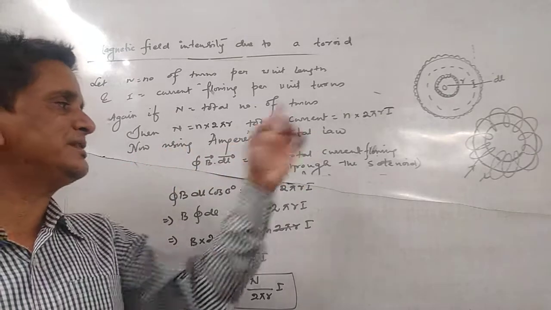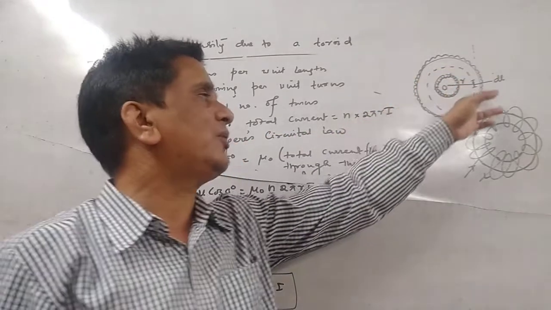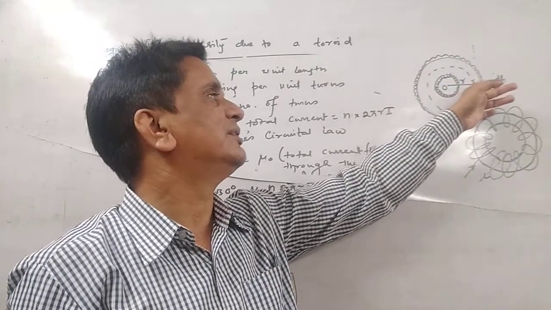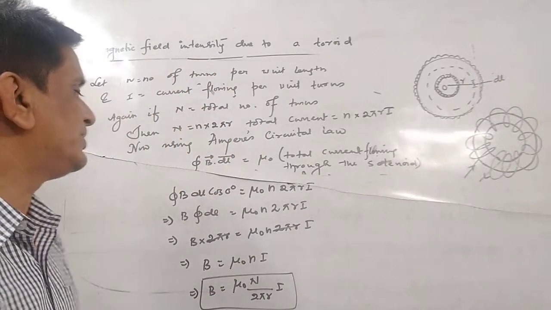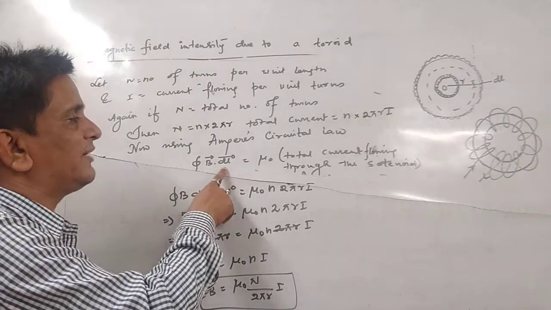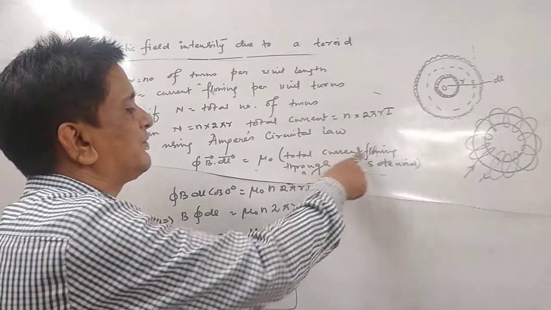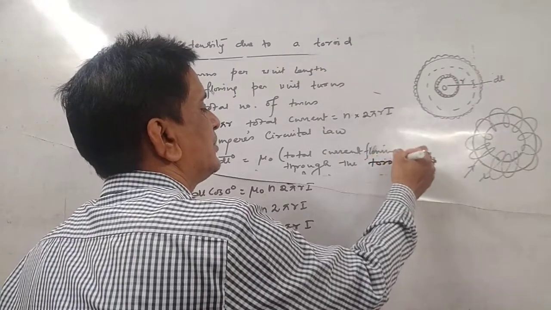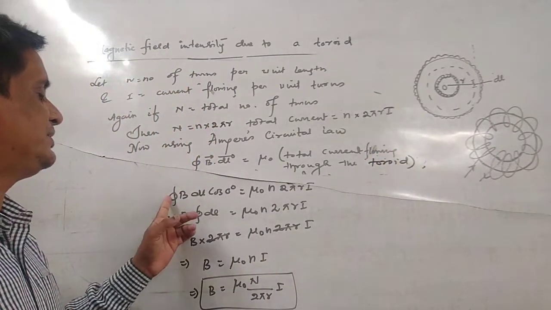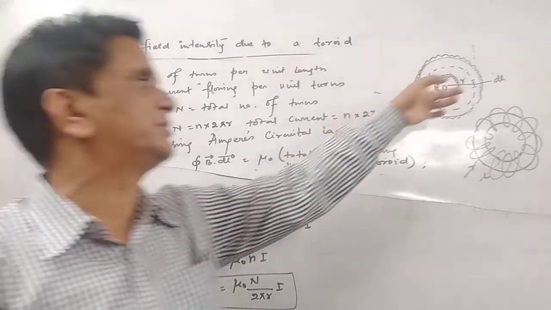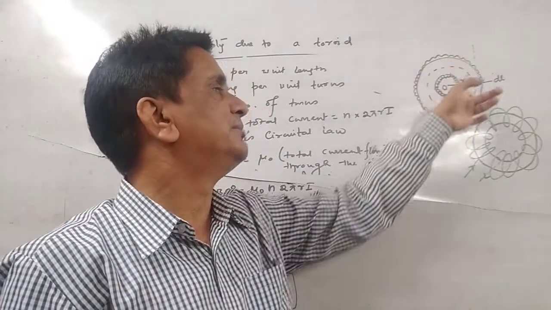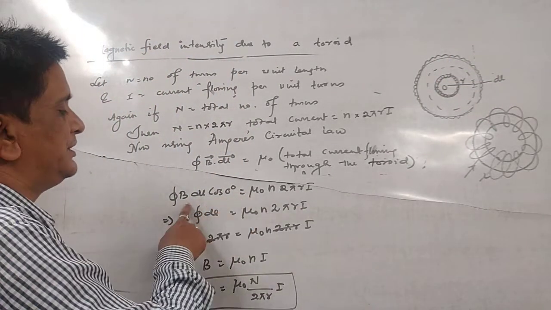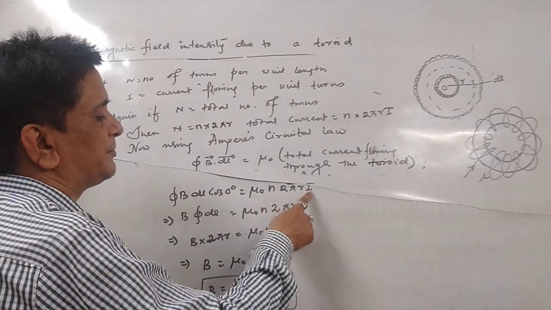Now, according to Ampere's circuital law, we have taken a small circle whose radius is r and a small length element dl. So we can say that closed integral of B vector dot dl vector equals how much? Mu naught into the total current flowing through the toroid. So it is B into dl cos 0 degree, because B and dl are along the circle, in the same direction. So their angle is 0 degree. So it will be B into dl cos 0 degree equals mu naught n into 2 pi r into I.